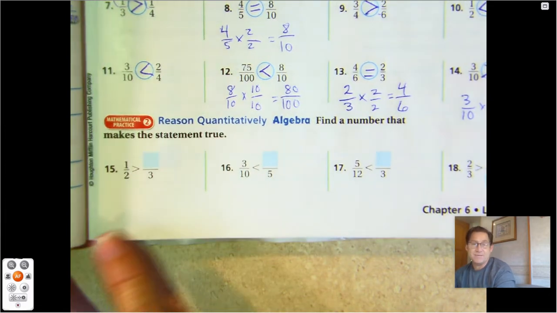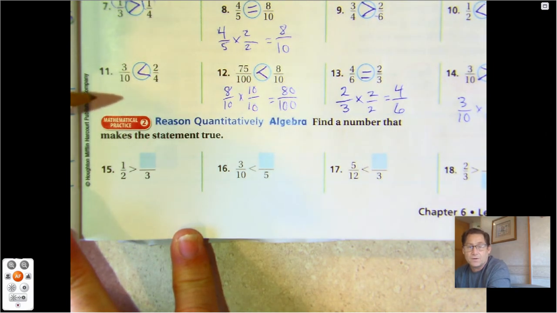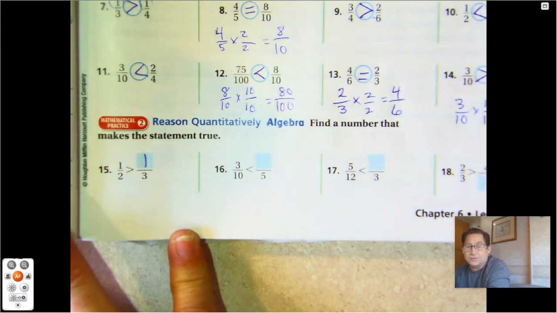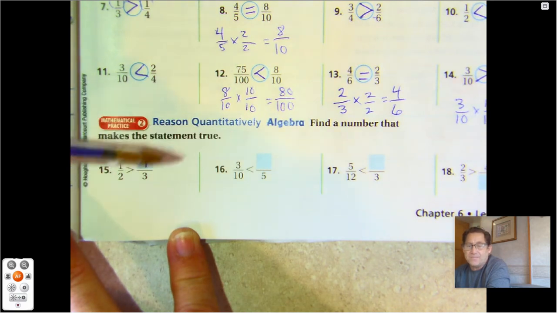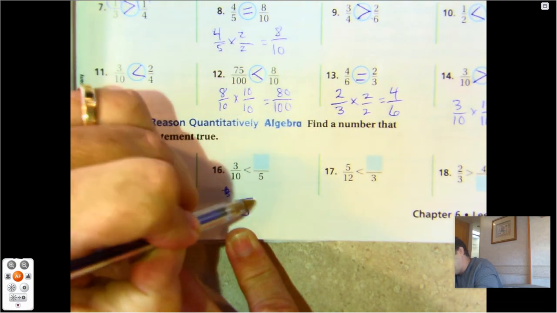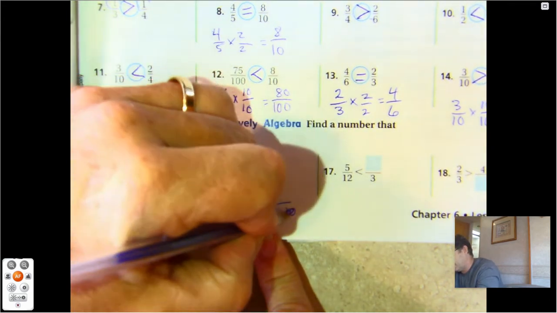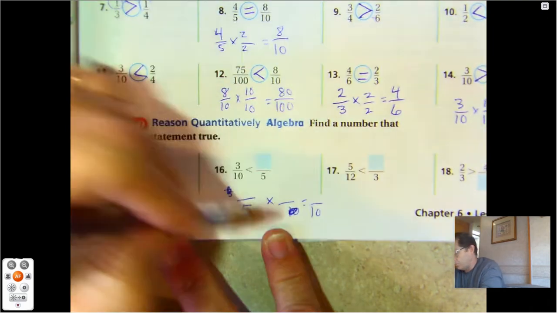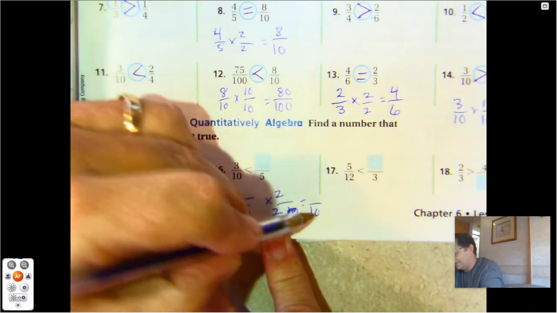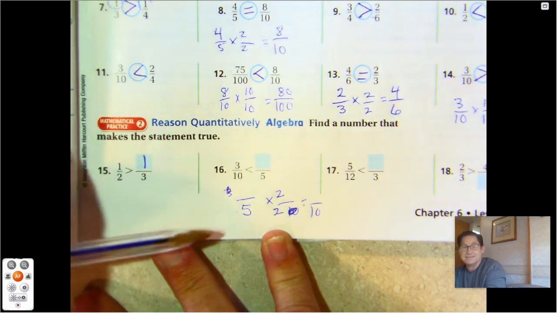All right, find a number that makes this statement true. I need a number that makes 1/2 bigger than a third. Well, 1 would make that true because 1/3 is less than a half. 3 tenths less than a fifth. Well, what can I multiply a fifth by to get a tenth? To get a tenth. 2, right? So 5 times 2 is 10. So I need a number that when I multiply by 2, I'm going to get something less than 3. 1 is the best answer.